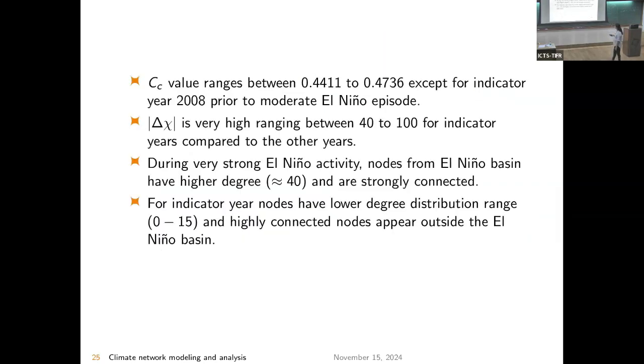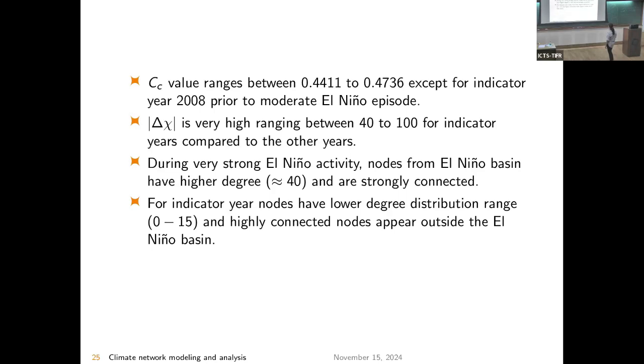So we can summarize this in a table. For the indicator year, the critical correlation value CC at which the percolating cluster forms, at which the jump in the order parameter takes place, is between this value. And for the El Nino episode, it's quite higher. Mod of delta chi is ranging between 40 to 100 for indicator years compared to other years.